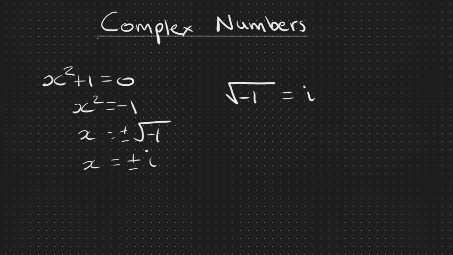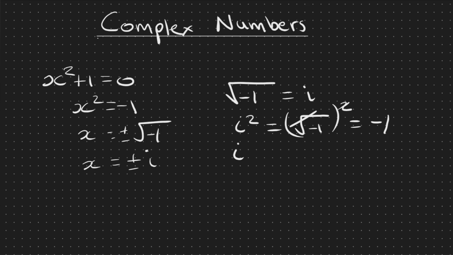Now, something that's also very important to know is, once we know that square root of minus 1 is i, we know what i squared is. So i squared would very simply be square root of minus 1 squared, where the squared and the square root cancel out, giving minus 1. Let me write that a little bit neater. Then we can keep going.